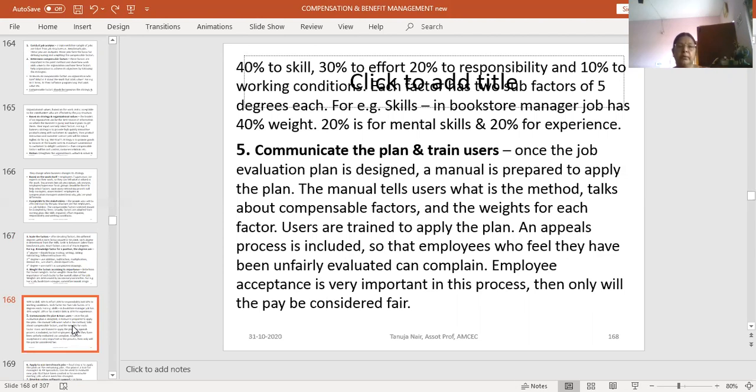So fifth step, now that you have designed your job evaluation plan, you will create a manual where you will mention all the jobs. You will mention the compensable factors for each job. You will mention the weightage, degree, scaling for each factor. And then who are the people who are going to evaluate all the jobs in your organization? You will train them. Usually HR people do this.